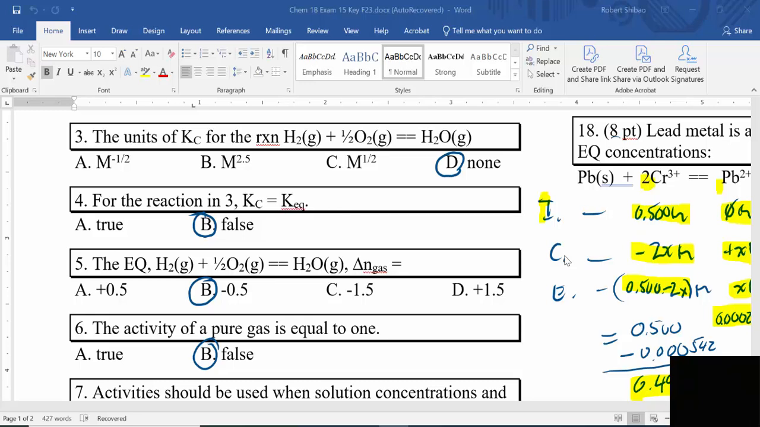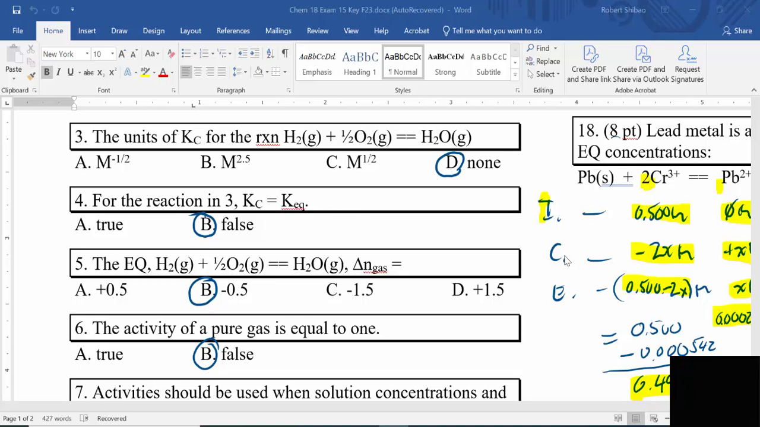If delta N of gas is not equal to 0, then what's the significance of that? If delta N of gas is equal to 0 or not equal to 0, why do we care? Yeah, Kc is equal to Kp when delta N of gas is equal to 0. So in this case, we'd get a different numerical value for Kc versus Kp. And we could figure out the concentration, how many moles of gas are in a liter.